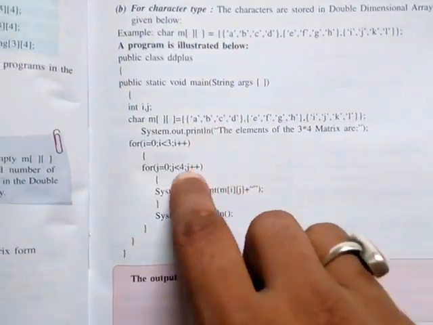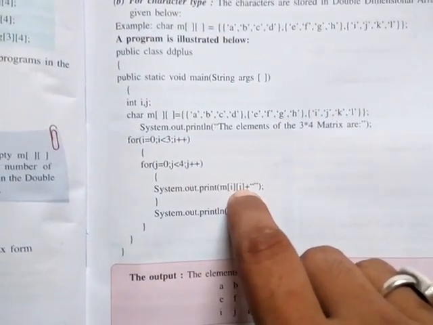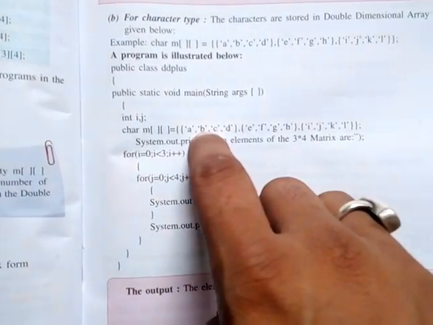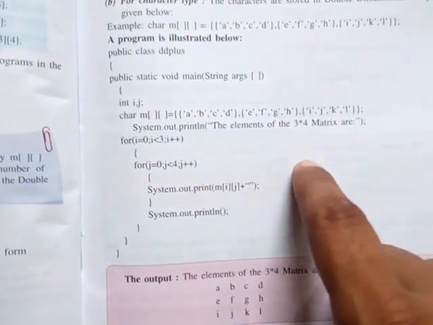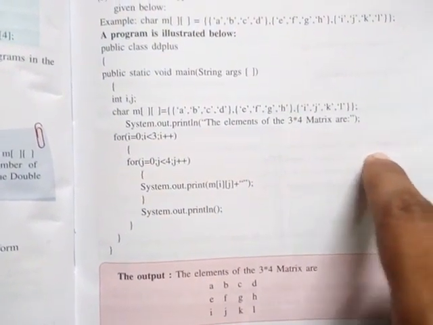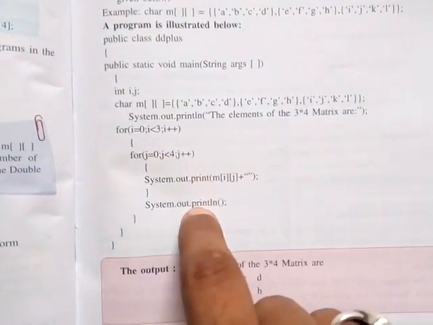Then j plus plus means j equal to 1. m[i][j], that means m[0][1]. Which character is at that position? b. So in this way it will print one by one: a b c d printed. Then j plus plus, and when the value of j becomes 4, it will come out from the loop.